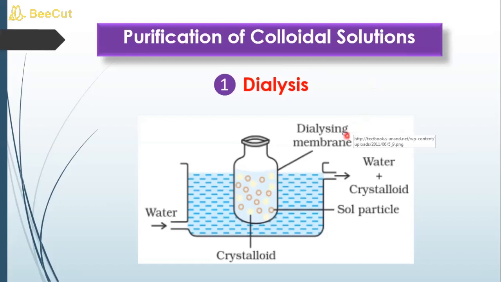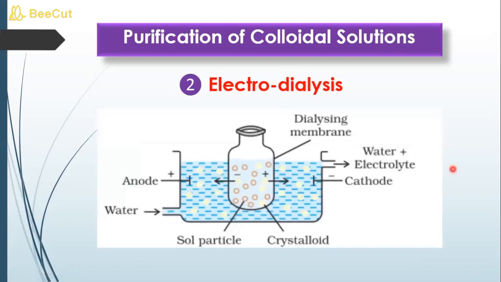Here, a bag of suitable membrane containing the colloidal solution is suspended in a vessel through which fresh water is continuously passed. The molecules and ions will pass through the membrane into the outer water, and pure colloidal solution is left behind in the bag. But the problem with this purification technique is that it is very, very slow. Hence, if you could apply electricity to the same setup, the process can be made fast.